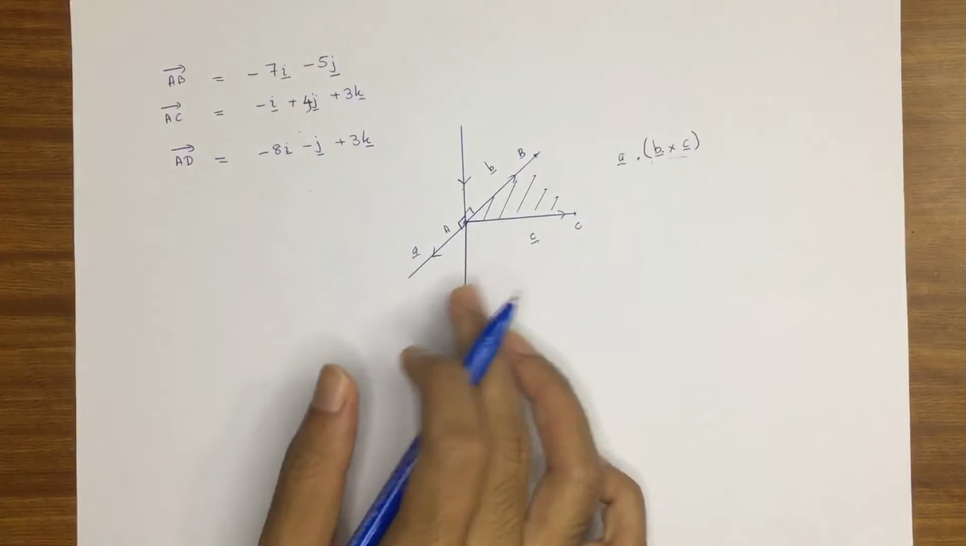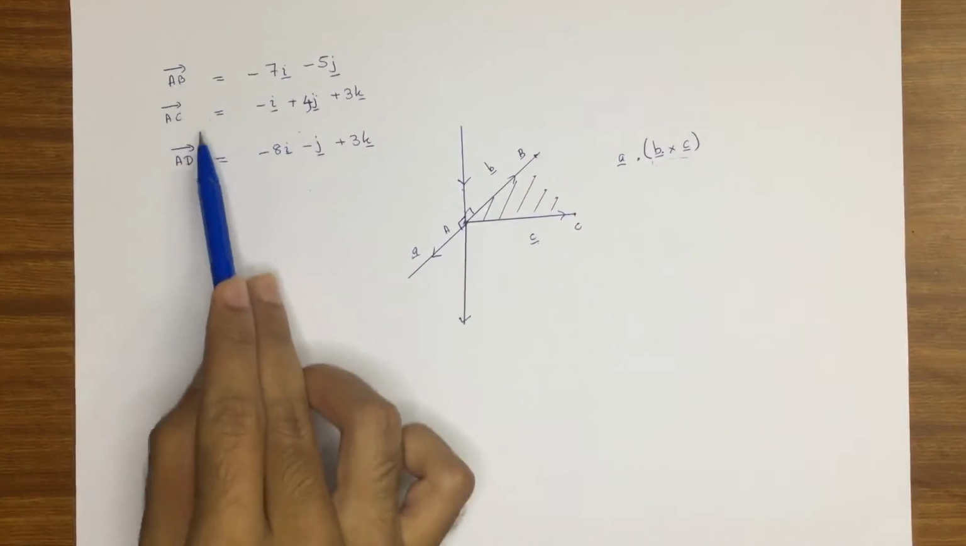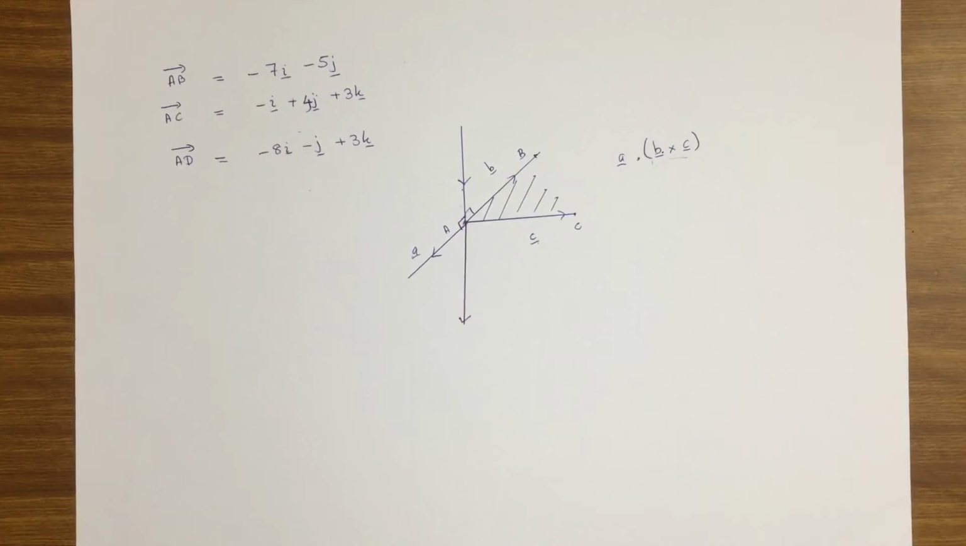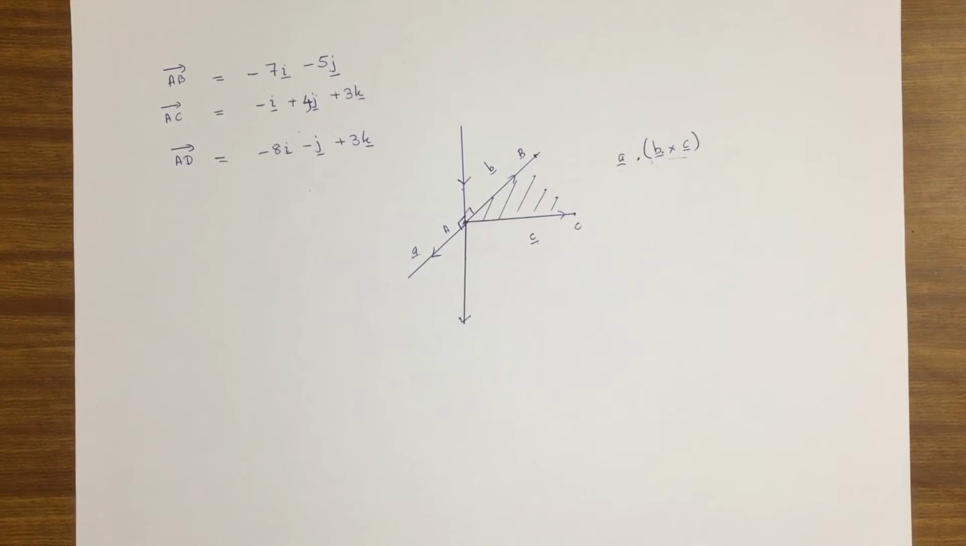Actually, we need to do this one. In this case, you can take any two vectors and do the cross product. After that, do the dot product with the resultant vector you have got from this cross product. So that's the idea behind this.